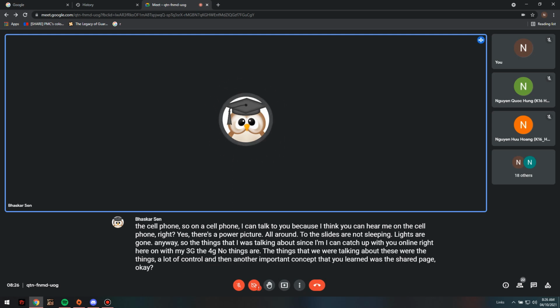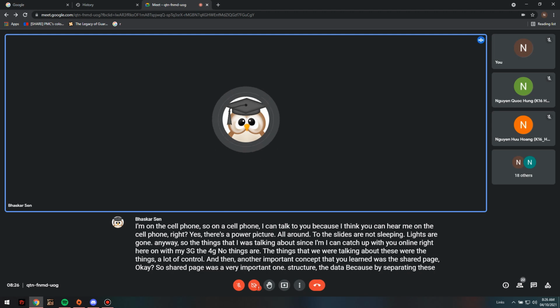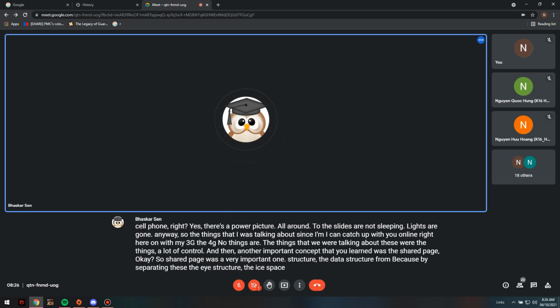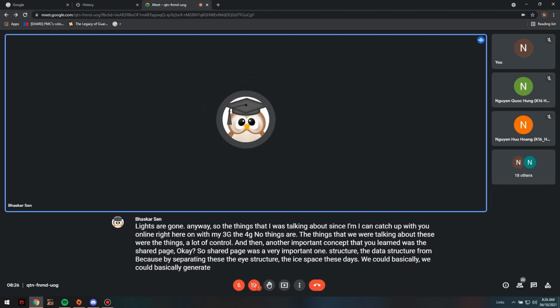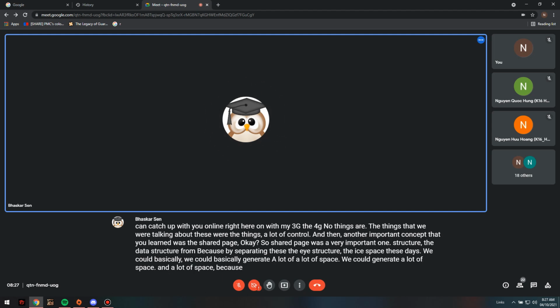Okay, so shared page was a very important one because by separating the D structure, the data structure, from the I structure, the I space, the D space, we could basically generate a lot of space. We could generate a lot of space because we write the programs in such a way that they share each other's code.